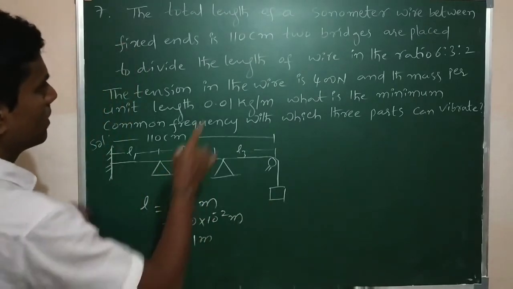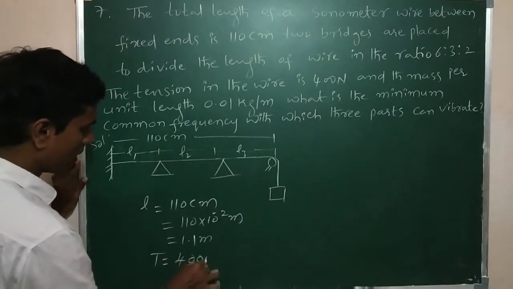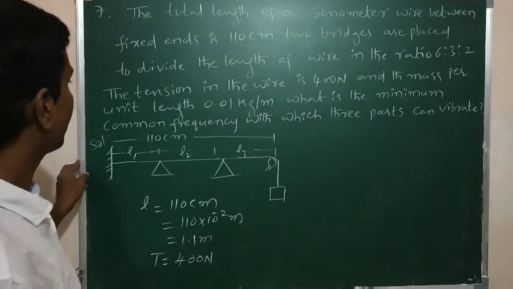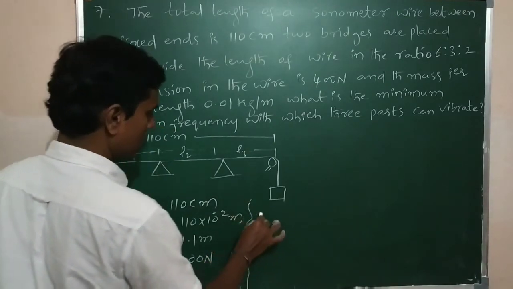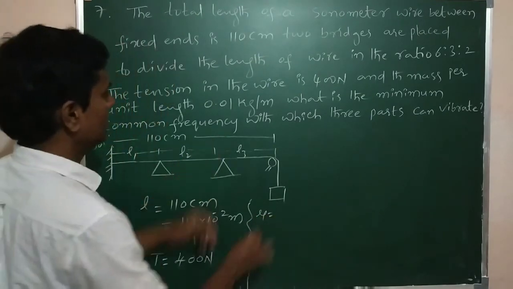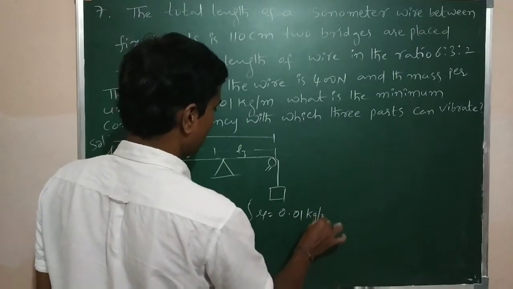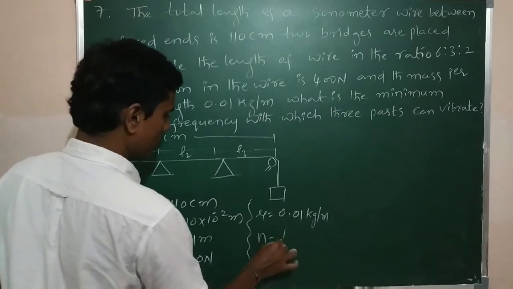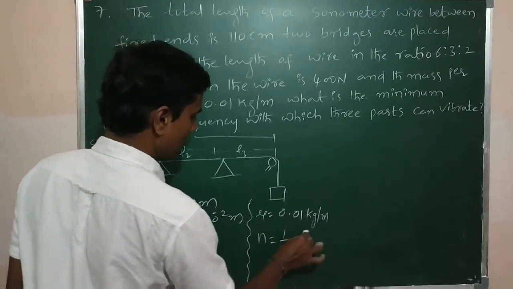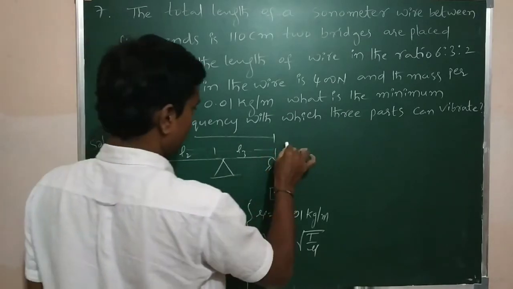And the tension in the string T is given already, that is 400 newtons. Mass per unit length, that means the linear density, mu, is given as 0.01 kilograms per meter. What is the fundamental frequency? n is equal to 1 by 2L root T by mu. I am substituting here.